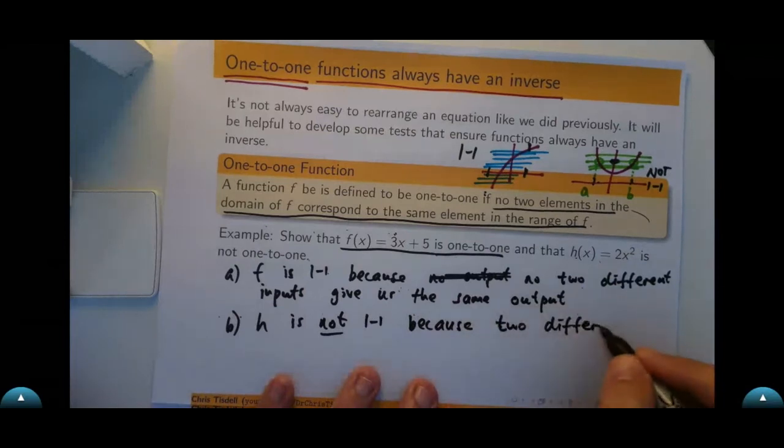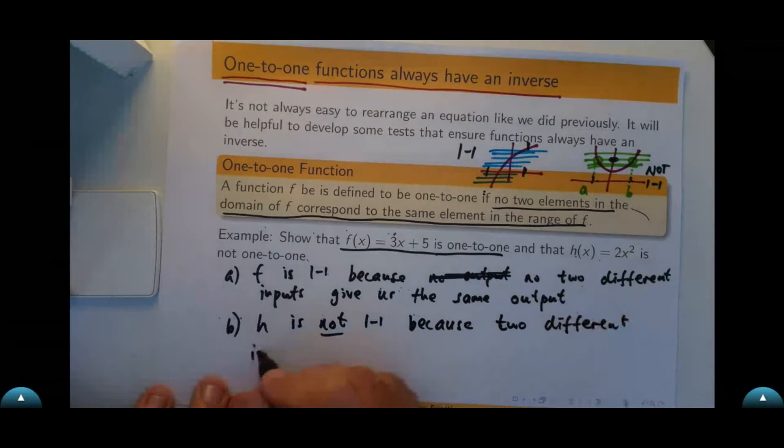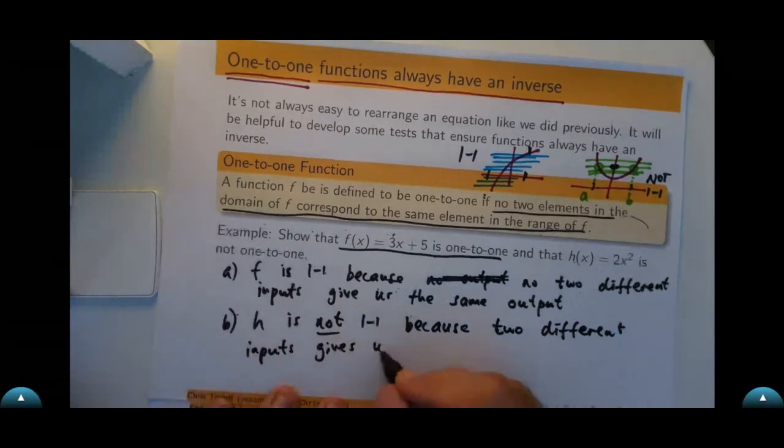so just the opposite, two different inputs give us the same output.